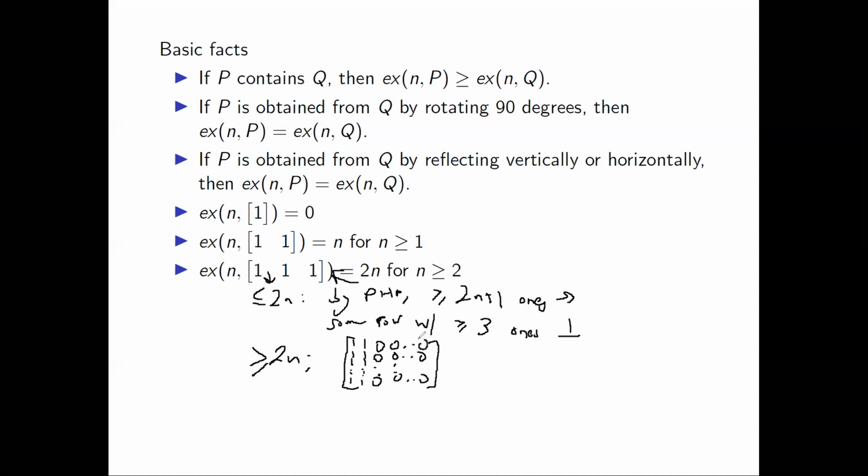And then the rest of the columns will be 0. So this matrix has a total of 2n ones. It's an n by n matrix, and it doesn't have any row with 3 ones. So it avoids this 1 by 3 matrix of all ones. So that gives us the lower bound, and we have a matching upper bound of 2n. So it tells us the extremal function is equal to 2n because we proved both parts of the bound.